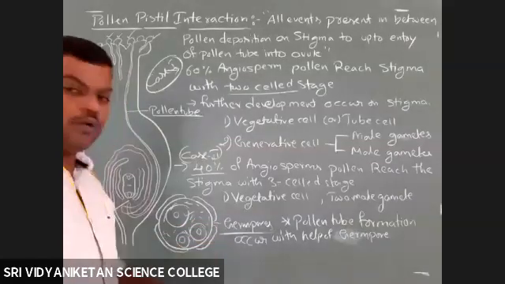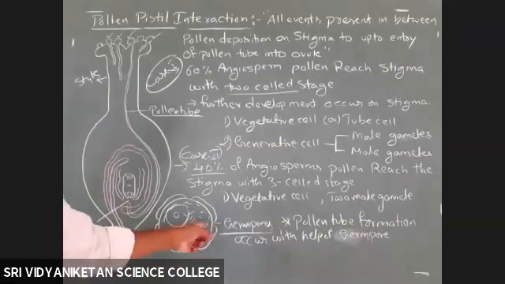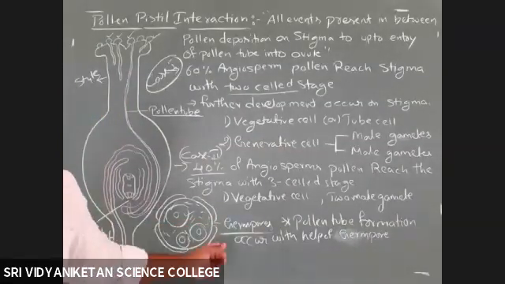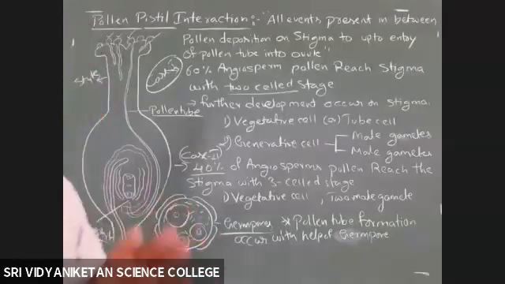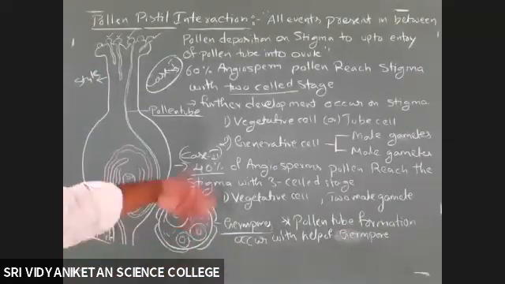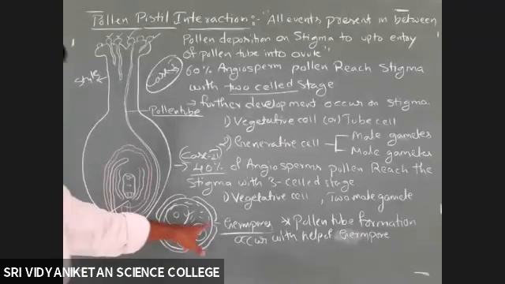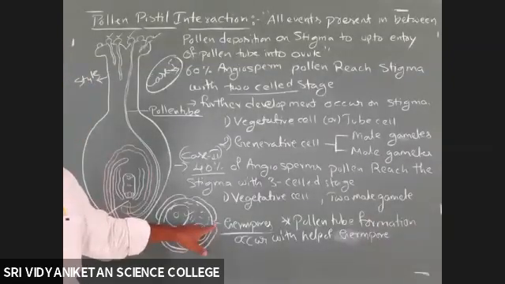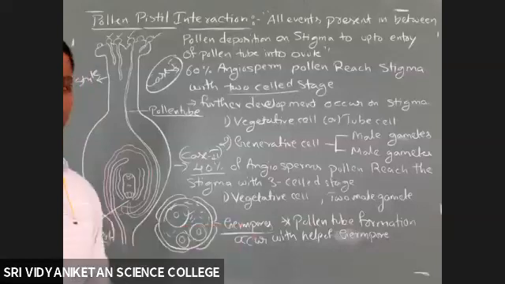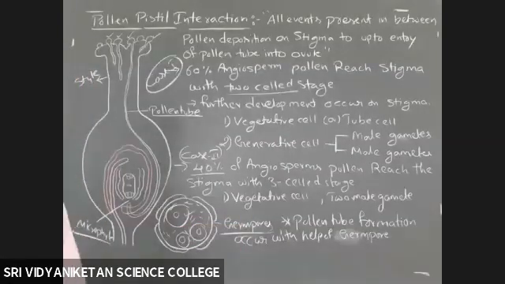Whenever it germinates through the germpore, it produces... Okay, I will write in big letters, no problem. Just after this, I will write with big letters. And through these germpores, pollen tube formation takes place, and the pollen tube carries two male gametes.